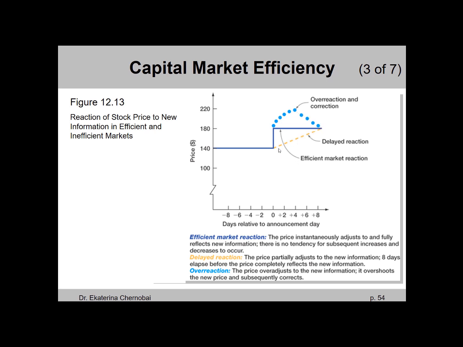The broken orange line is also inefficient. It means a slow adjustment. The price does start reacting immediately, but it takes a while until it settles at the correct new level. So only the solid blue line, which looks like a step, reflects efficiency. The other two are examples of how we could have an inefficient market.